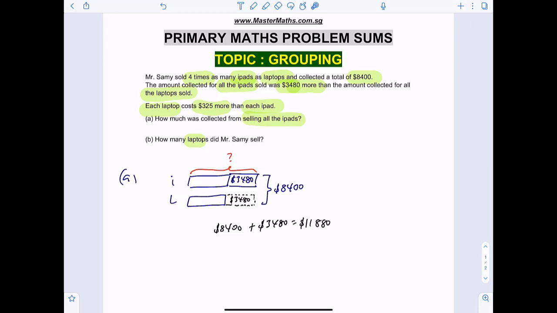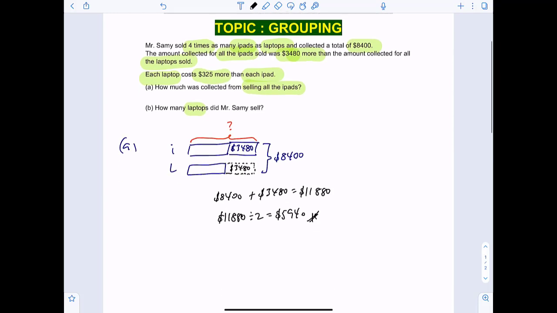11880. And what is this 11880 representing? It represents one big part here and another big part here. So basically 2 big parts, and I'm interested in just one of them. So 11880 divided by 2, 5940, and this is our answer for part A.